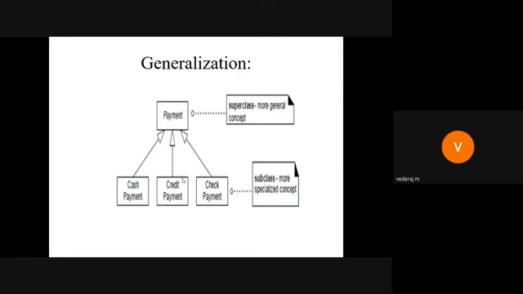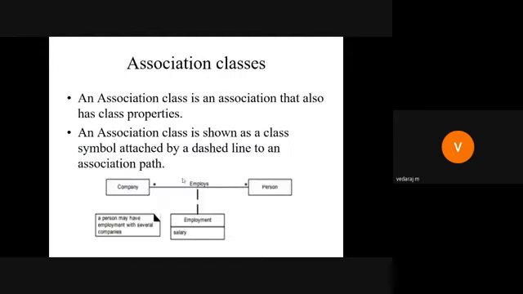But generalization is nothing but what? It shows the relationship between parent class and child class. This is the major concept. Parent class is more general, subclass is the more specialized concept. The next important notation, association class. This is also one of the important notations used in the class diagram.